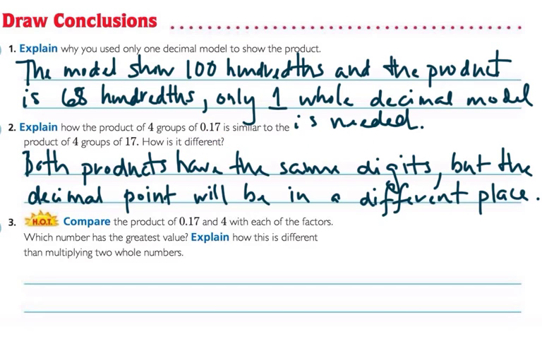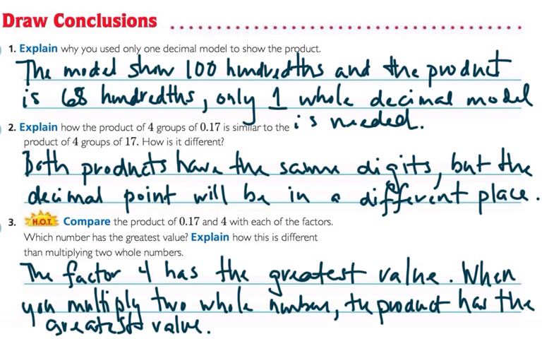Lastly, we have the higher order thinking question. And remember, boys and girls, whenever we get to a hot question, we know it's a challenging question that allows us to extend our ideas and our knowledge of the mathematical concepts in the lesson. It says, compare the product of 17 hundredths and 4 with each of the factors. Which number has the greatest value? And then also it says, explain how this is different than multiplying 2 whole numbers.